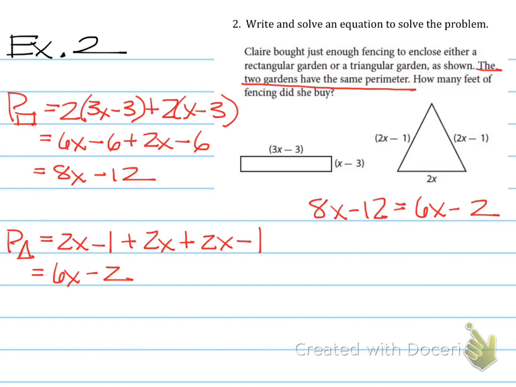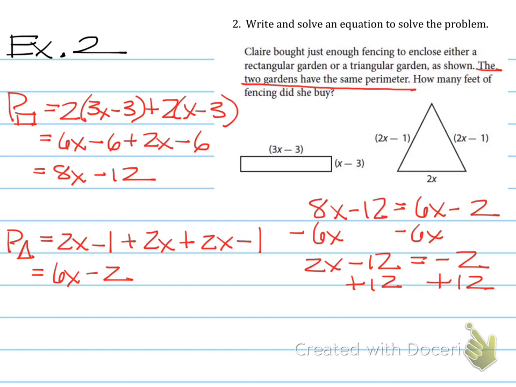And then next, we're told that the two figures have the same perimeter. So we just set those 2 expressions equal to each other since they have the same perimeter, and then solve for x. All right, we want to get the variable on the same side by subtracting 6x from both sides. That'll give us 2x minus 12 equals negative 2. Add 12 to both sides to isolate the term with our variable, and then divide both sides by 2 to get x equals 5.